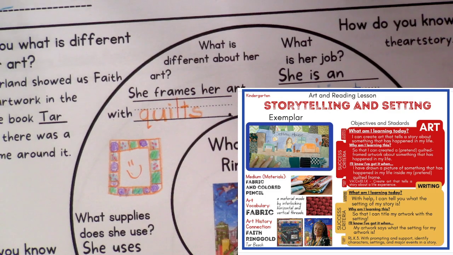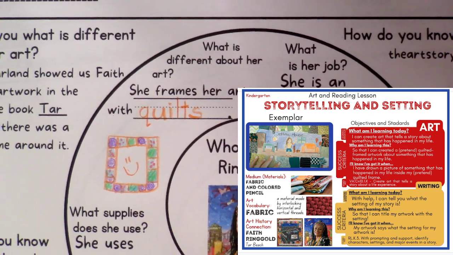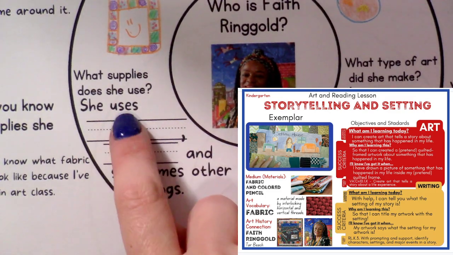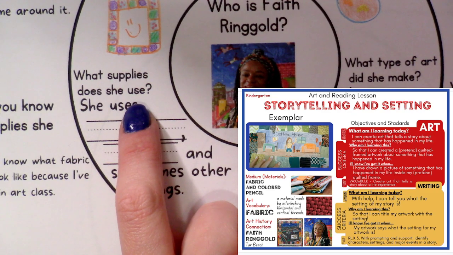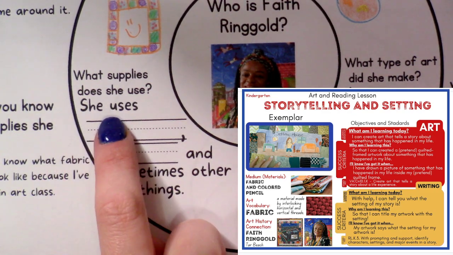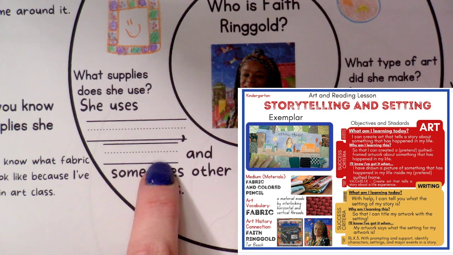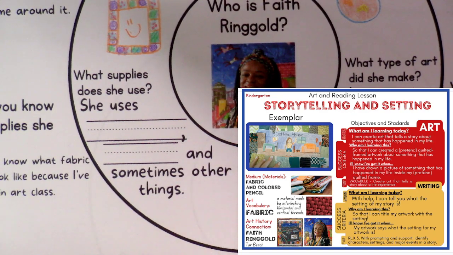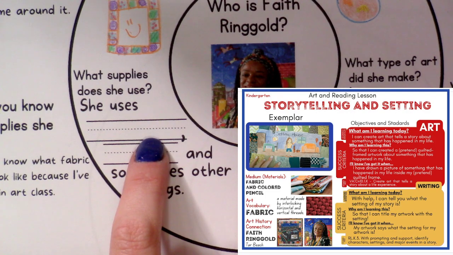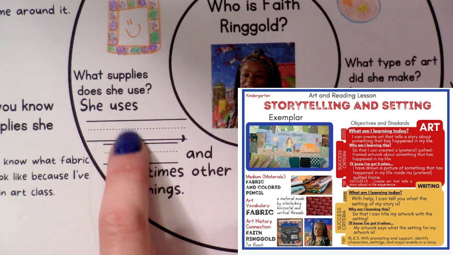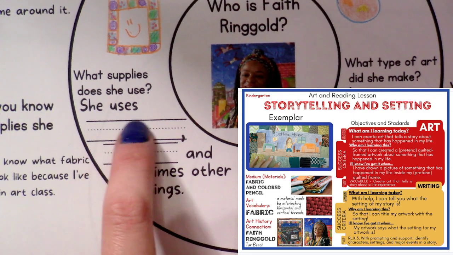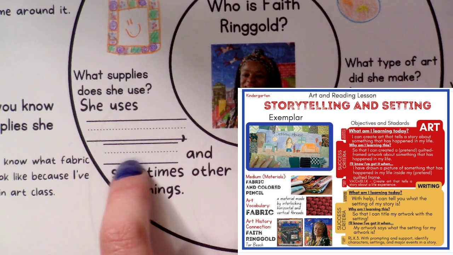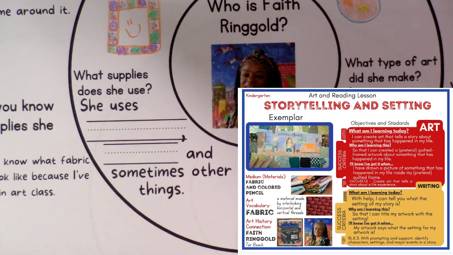Alrighty, and let's go to the next one. You guys are doing awesome. This one says, what supplies does she use? She uses blank, blank, and sometimes other things. It's the first blank. Okay, so the answer is paint and fabric. So it can be fabric and paint or paint and fabric because it means the same thing.